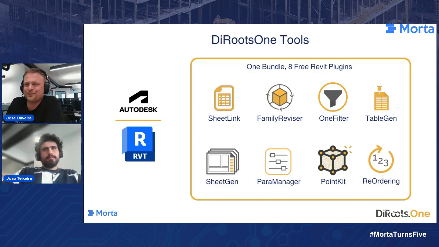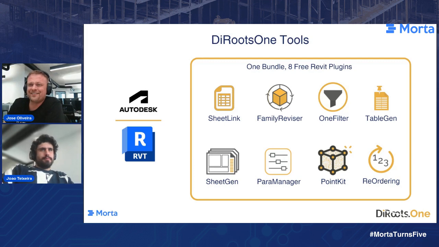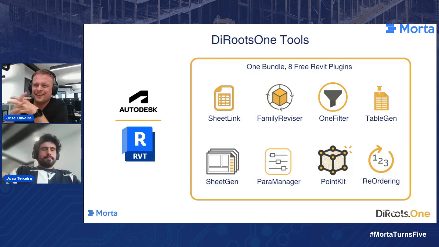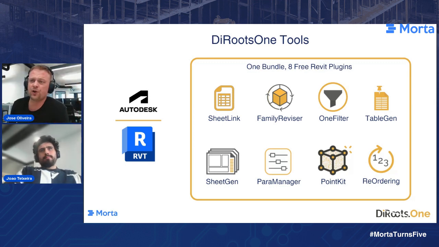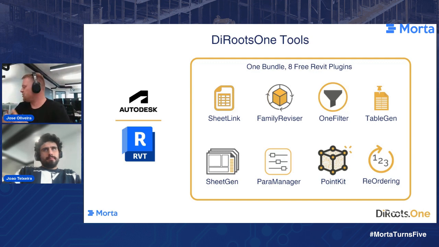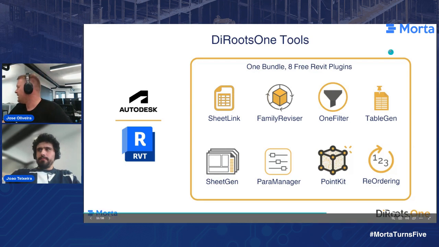Also, there is a tool I love, which is the revision list. Very useful to apply revisions to several drawings simultaneously. Para Manager was, no doubt, a revolution in the market. It is one of the most popular tools that we have, for handling Revit parameters. Point Key is a small tool for point clouds, and the reordering. If you want to renumber objects inside Revit, you can use ours as well. We will also be very innovative in some of the tasks that we did.